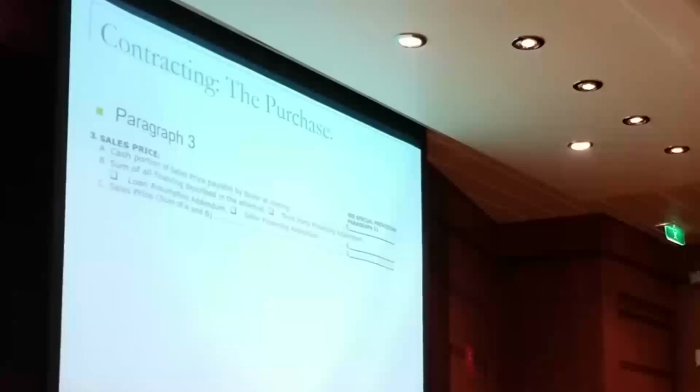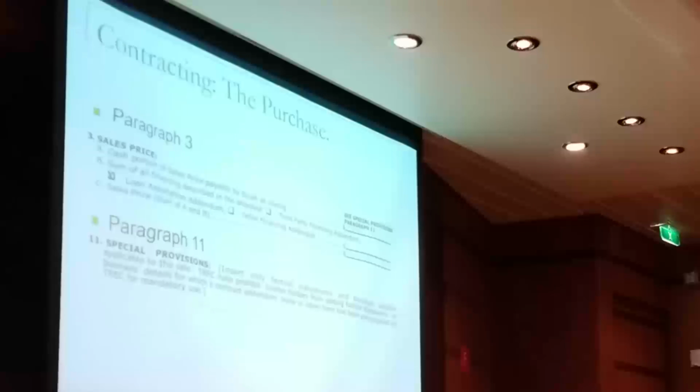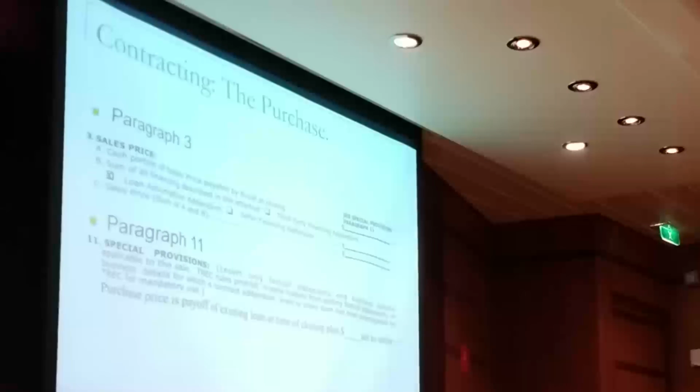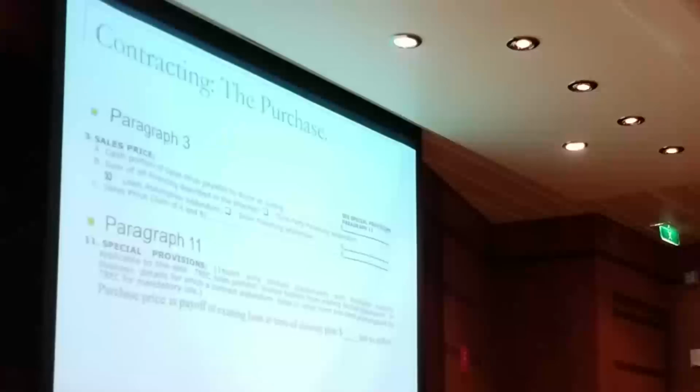Our purchase price is whatever the payoff is at the time of closing. We can't put that here, so what I say is see special provisions. We check off loan assumption addendum, and then in paragraph 11, we're going to say purchase price is payoff of the existing loan at time of closing plus X dollars net to seller, if the seller is getting some dollars in addition.